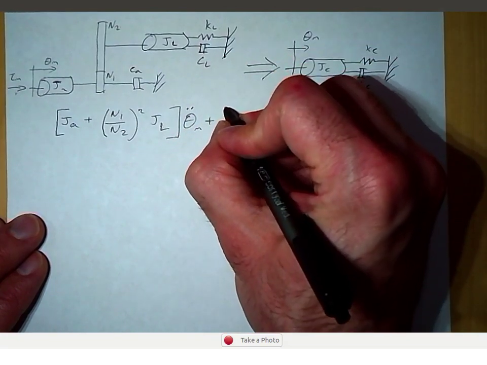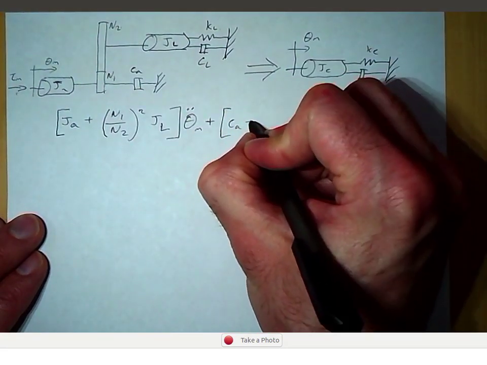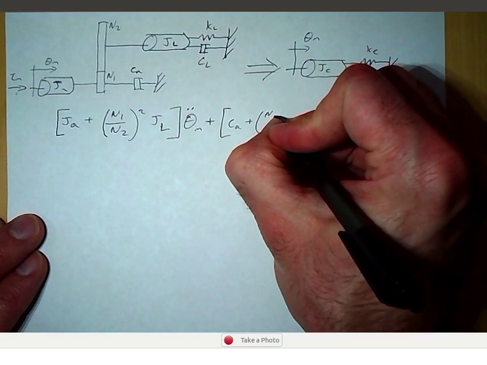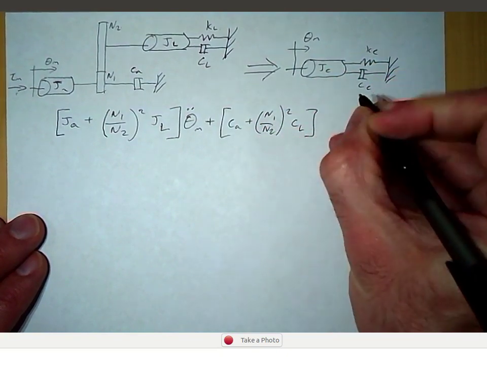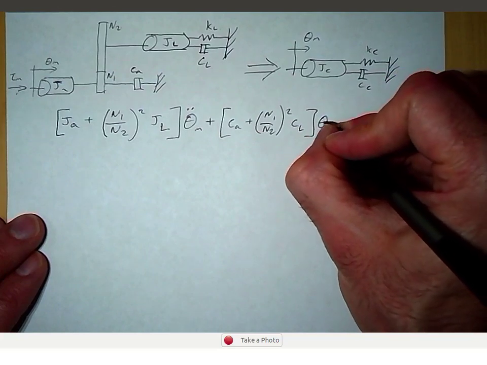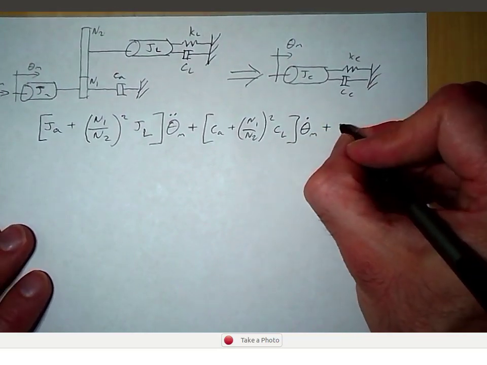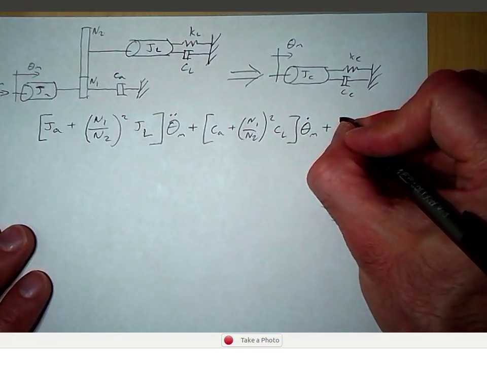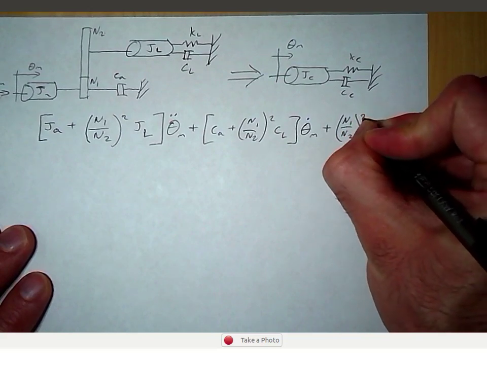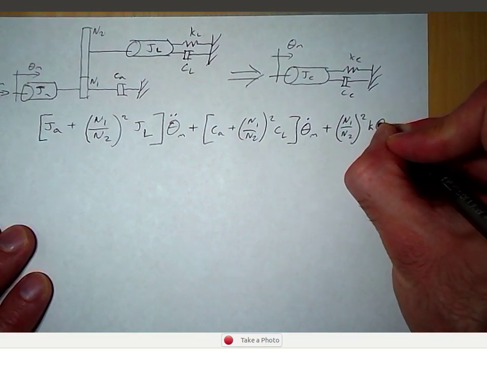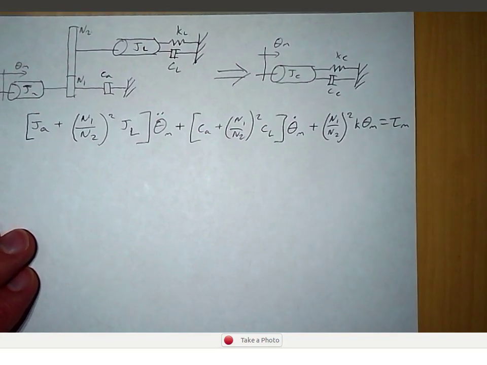Now we have the equivalent damping, CA plus the reflected load damping, N1 over N2 squared times C sub L, and that gets multiplied by theta M dot. And then finally there's no spring on the motor shaft, so we just have the reflected load spring. And that's all equal to the motor torque.